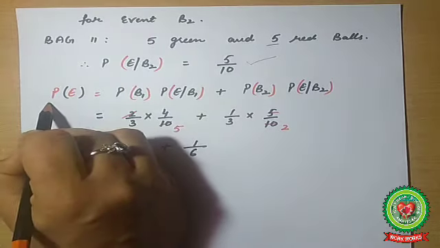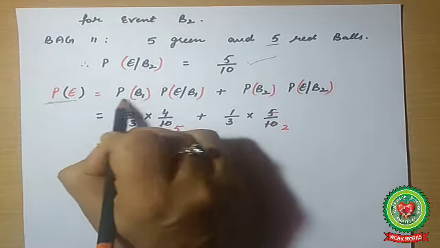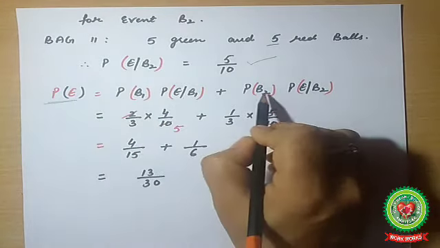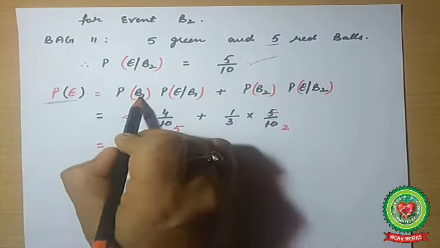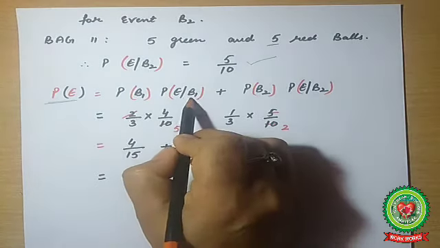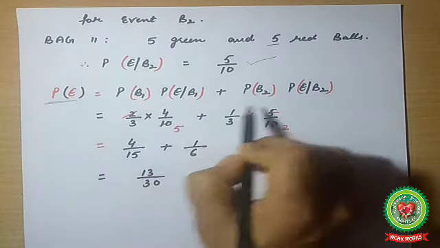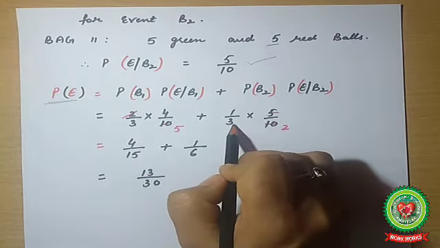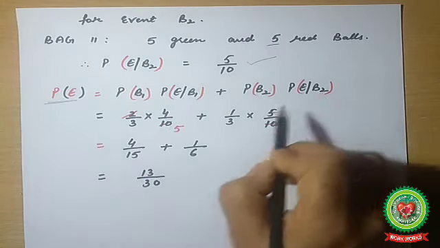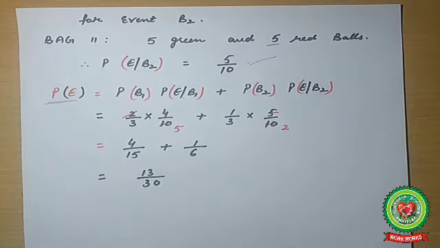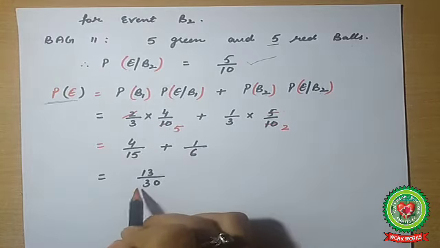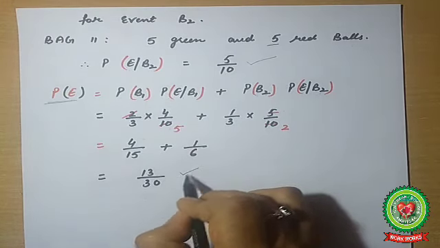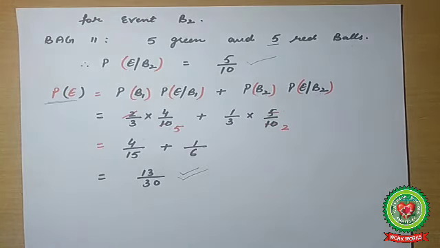Now, the probability for the required event is P(B1) into P(E|B1) plus P(B2) into P(E|B2). Now, B1 condition 2 by 3 with condition 4 by 10. B2 is 1 by 3, with condition B2 being 5 by 10 when the ball is transferred. 4 by 15 plus 1 by 6. When we take the LCM, it will be equal to 13 upon 30.